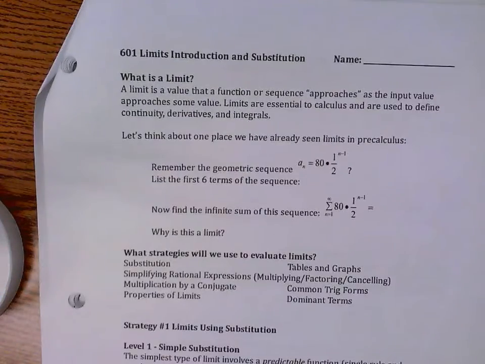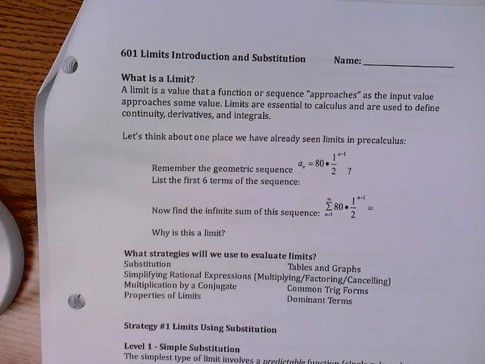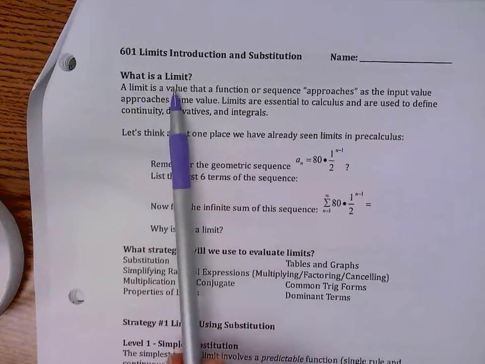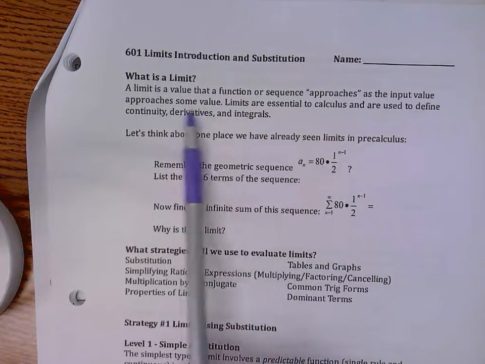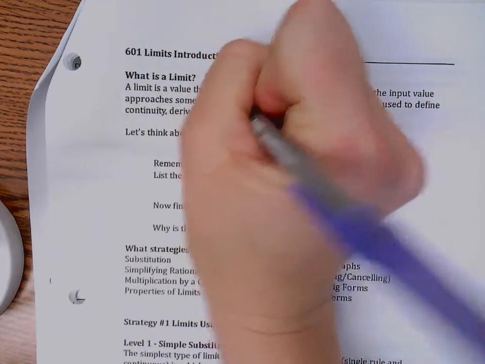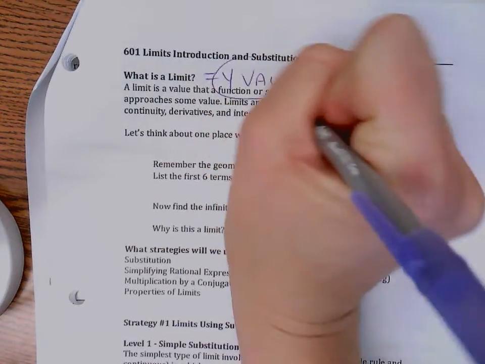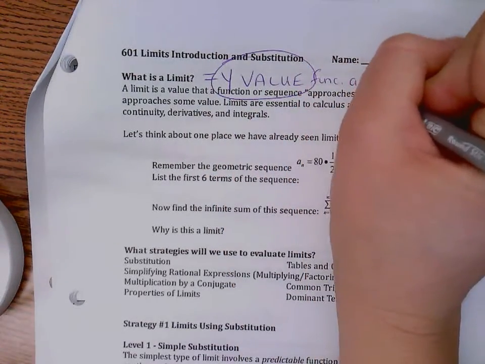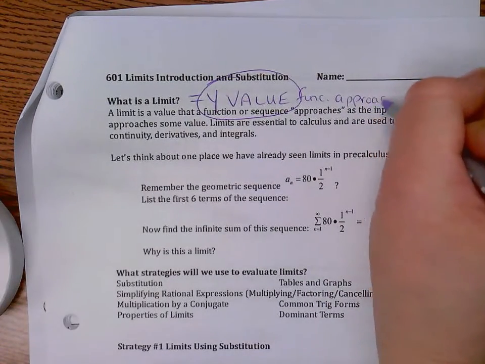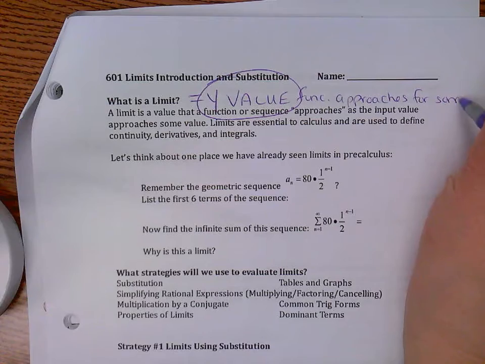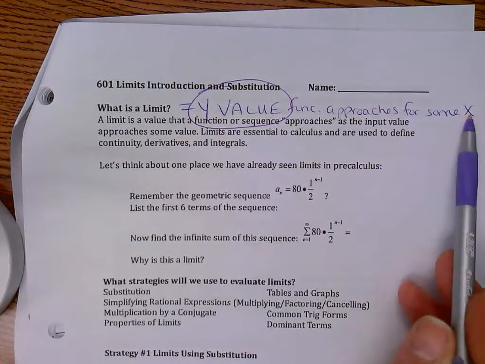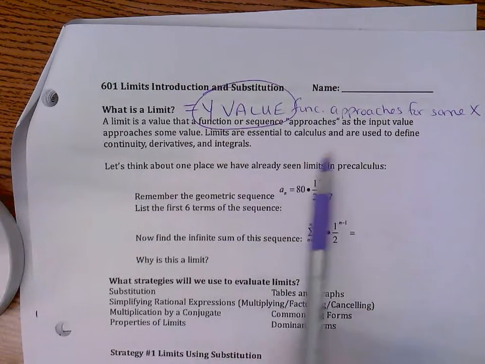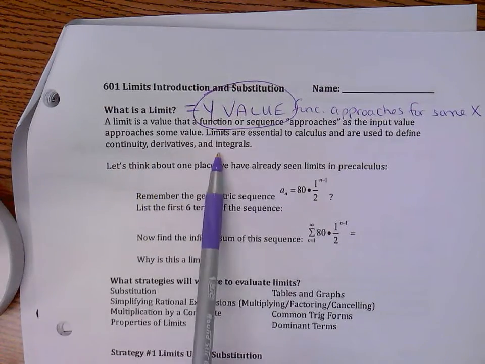So this is just what is a limit. And I'm going to say the definition of a limit every day this week so that you know what a limit is. So it says, a limit is a value that a function or sequence approaches as the input value approaches some value. So a limit is a y value that the function approaches for some x. If you want to add that in, basically a limit is a y value the function approaches for some x. Limits are essential to calculus. They help define continuity, derivatives, and integrals.